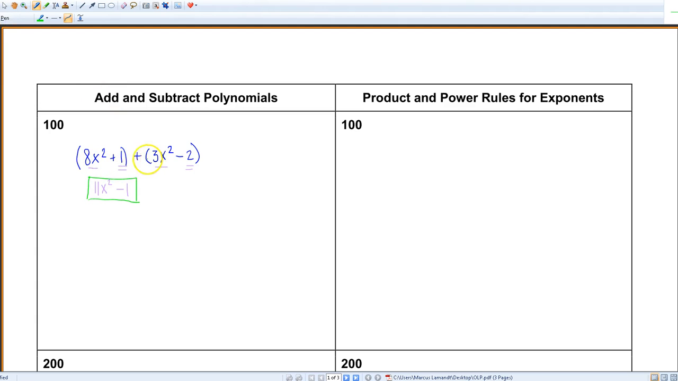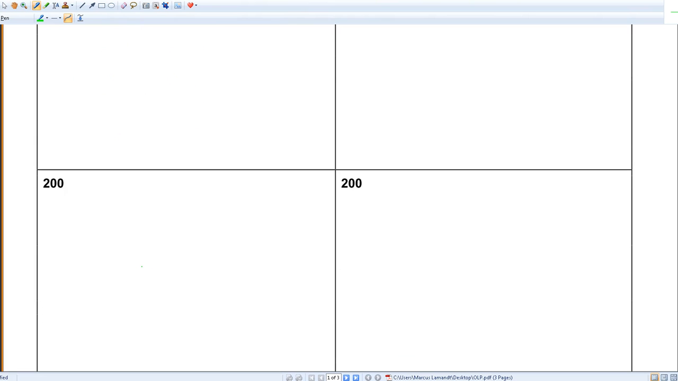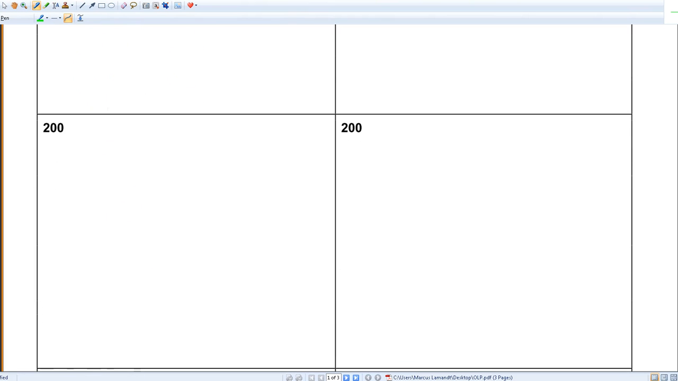8x squared plus 3x squared is 11x squared. 1 plus negative 2 is negative 1. So the answer would be 11x squared minus 1. Alright. For 200, for this problem we're subtracting.